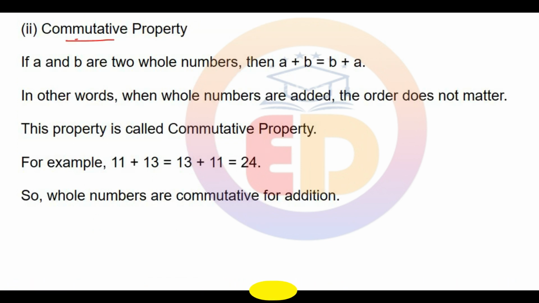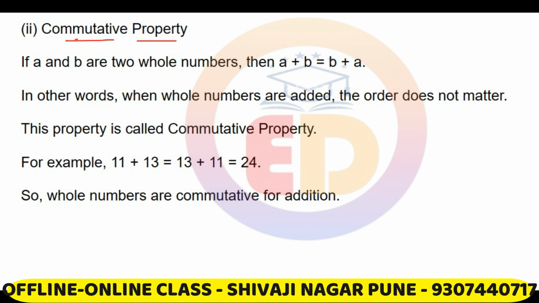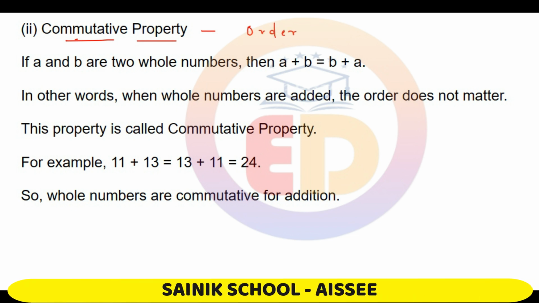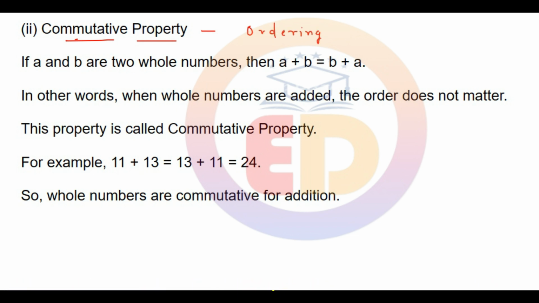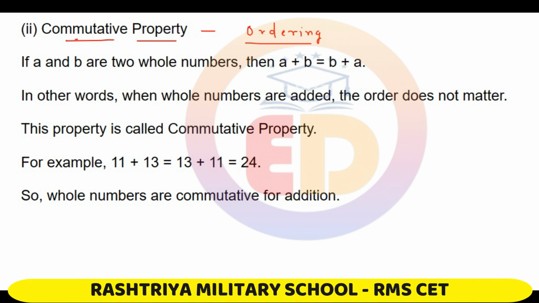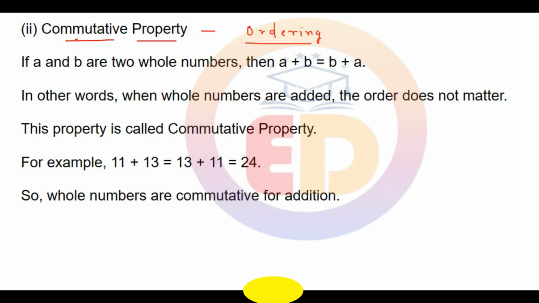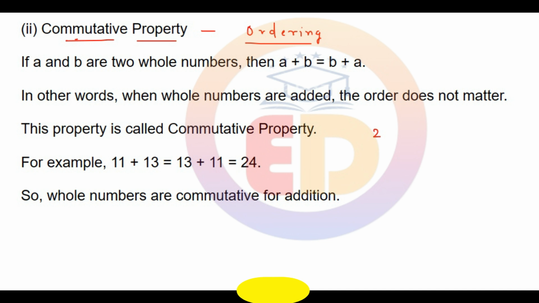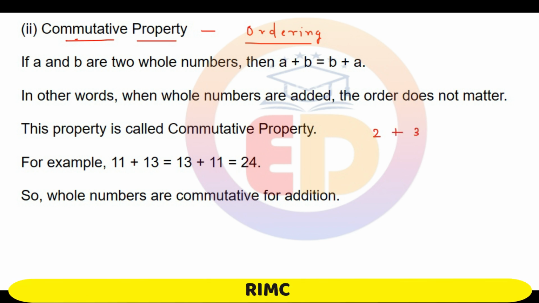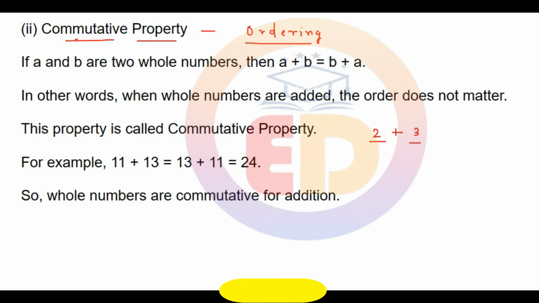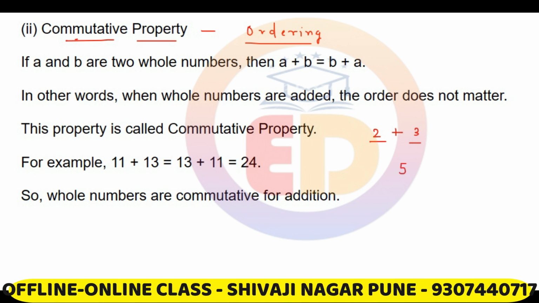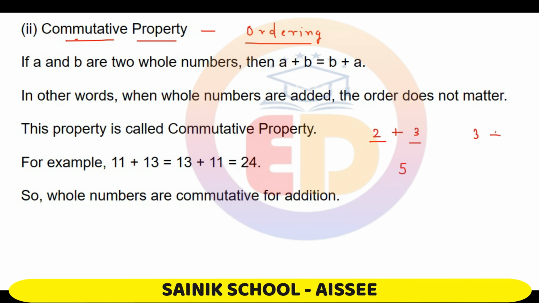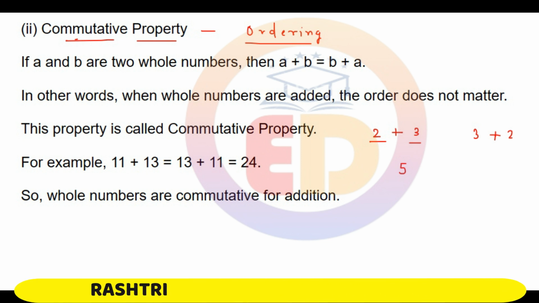Commutative property. Understand that commutative property is also called ordering property, which talks about the order of whole numbers. Let us understand this through an example. Suppose I have two whole numbers, which are 2 and 3. If I add them, 2 plus 3, which will give me 5. But if I change the order of 2 and 3 and write it as 3 plus 2, still I get a value 5.